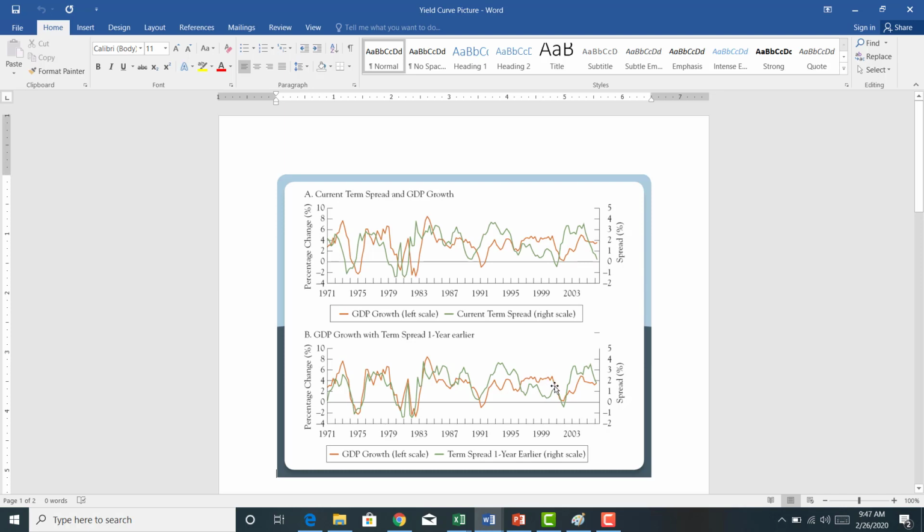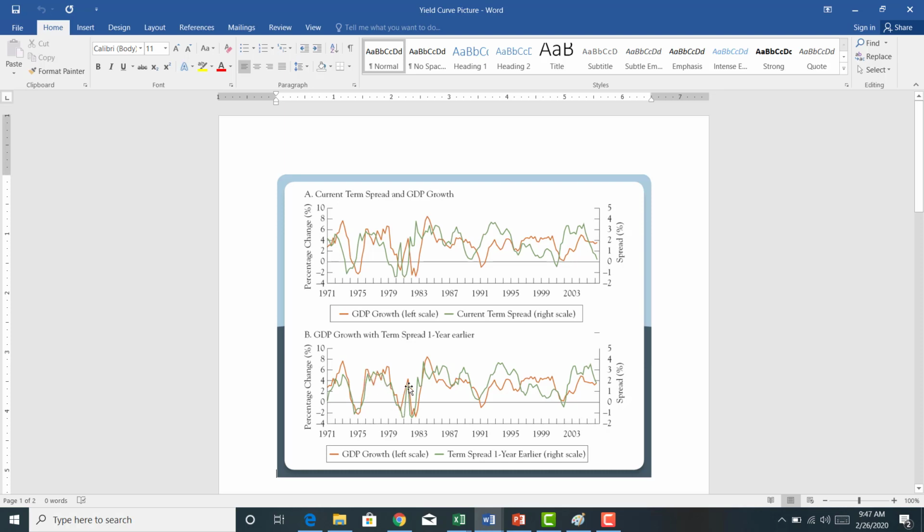But what happens if we take this term spread and we move it 1 year earlier? In other words, let's look at the shape of the yield curve today, and then let's look at GDP growth 1 year from today. Look at what happens. You can see that the yield curve inverted in late 1973. And as we look at what happened to GDP growth, it almost tracks GDP growth 1 year later perfectly.